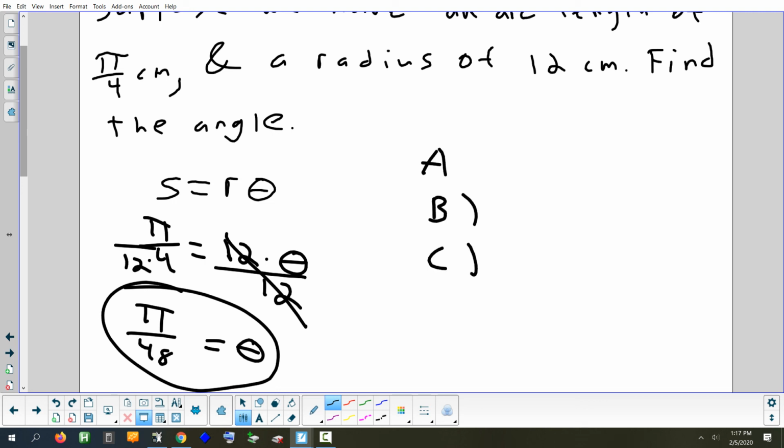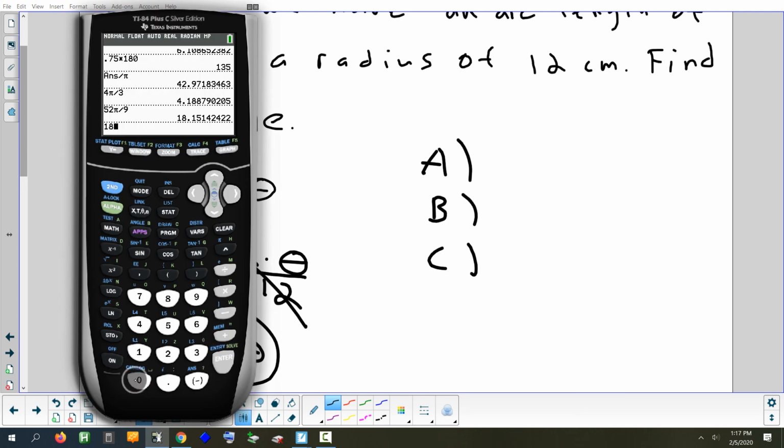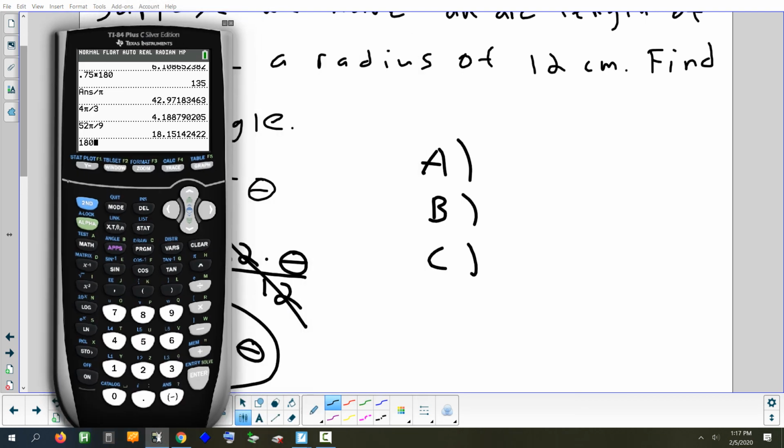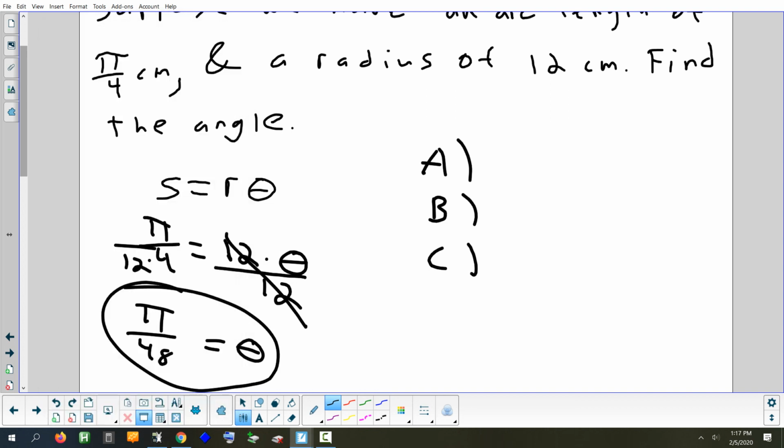Now, let's say you had multiple choice on a test, and I gave you choices of 3.75, pi over 48, or pi over 4. What are the units on all those choices that I just wrote? They're all radians, yes. So which one is correct? Pi over 48. That's the correct answer.